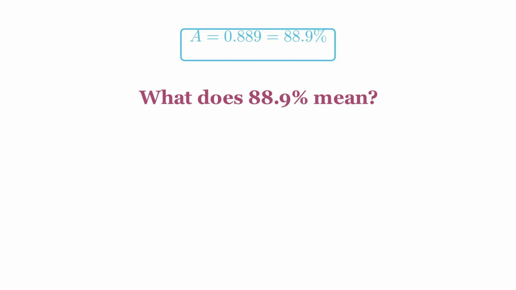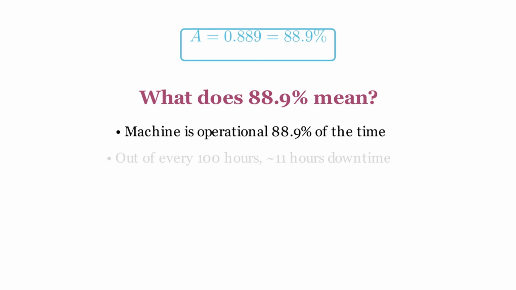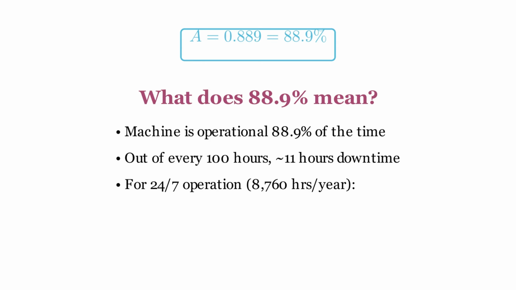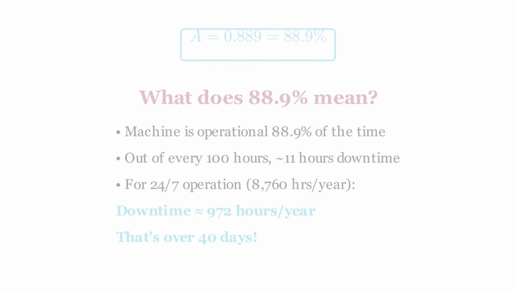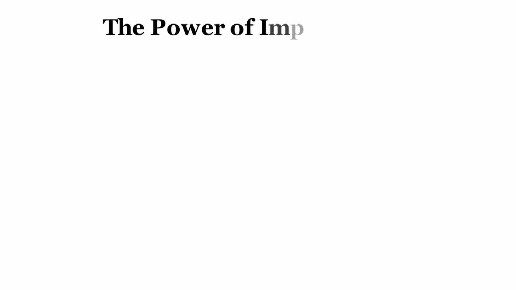So what does 88.9% actually mean in practice? The machine is operational 88.9% of the time. Out of 100 hours, the machine is down approximately 11 hours. For a 24/7 operation, that's 8,760 hours per year, which means downtime of approximately 972 hours per year. That's over 40 days. Is that acceptable? It depends on your industry.